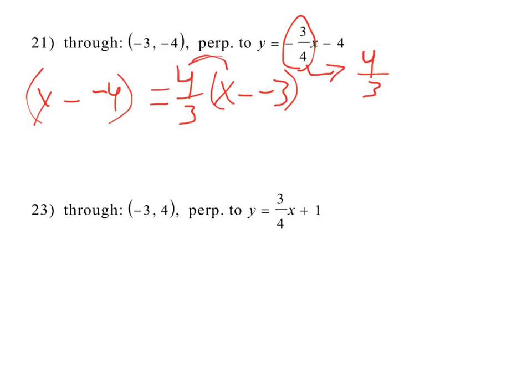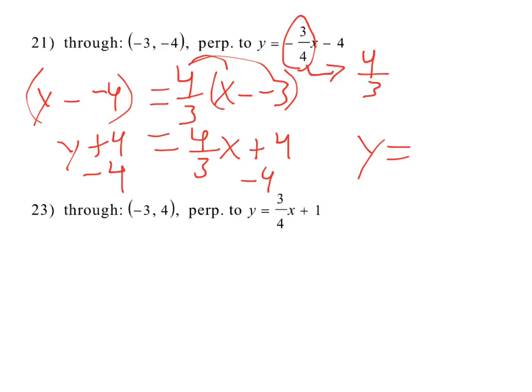And now it's time to simplify things down, so we'll distribute. We'll get 4/3 x. 4 times 3 is 12. Divide by 3 is 4. So we got plus 4 because of double negatives. And on the left side we got y plus 4. Now it's time to get the y part by itself, so we're going to subtract 4 from both sides. And we'll get y equals 4/3 x. And that's it, because 4 minus 4 is 0, and we're just going to leave that there.